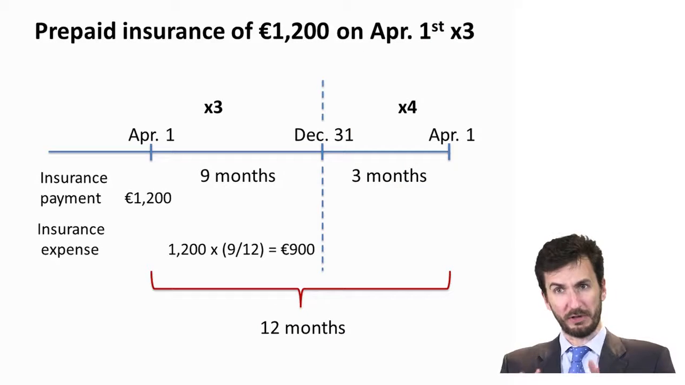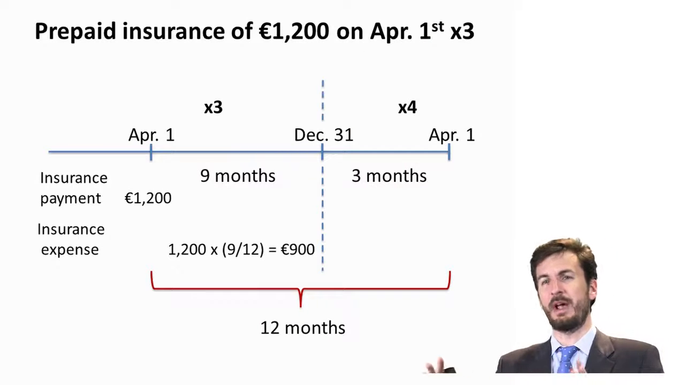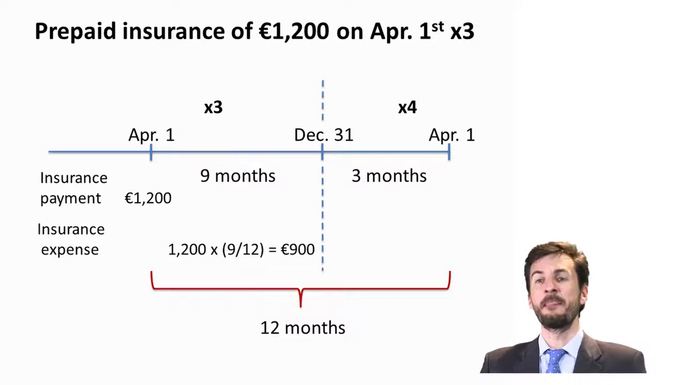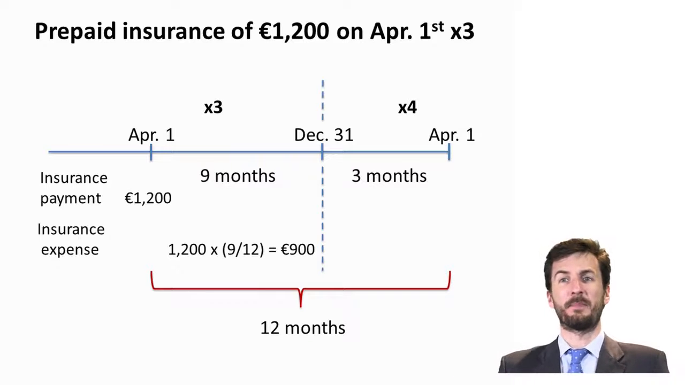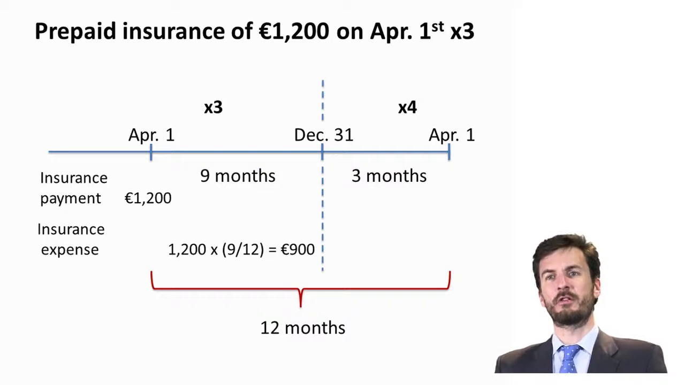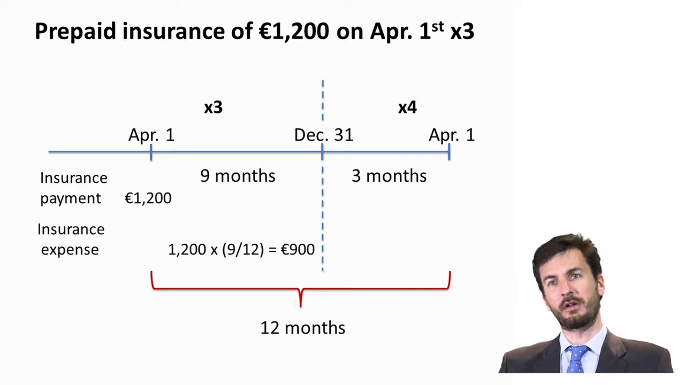It will give us a service for 1 full year. Now the next thing is, in year 3, what's going to happen at the end of year 3? Do we need to recognize anything else on December 31st? Well, we need to recognize that 9 months have already passed since we purchased that insurance, and therefore the insurance has lost part of its value. So we need to recognize the loss in value of the asset and the corresponding expense.